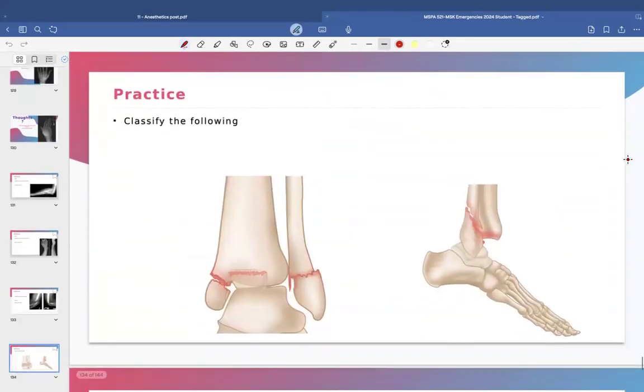How would you classify this fracture? Trimalleolar. What all is fractured? Lateral and medial malleoli, and posterior. All three. What are all three? The malleoli: medial, lateral, posterior.